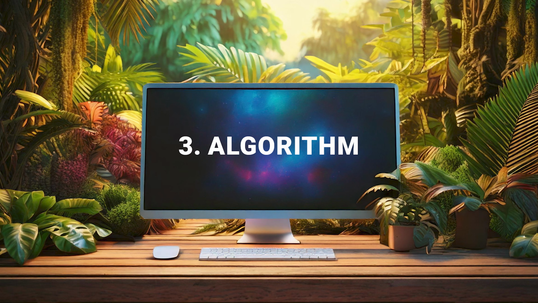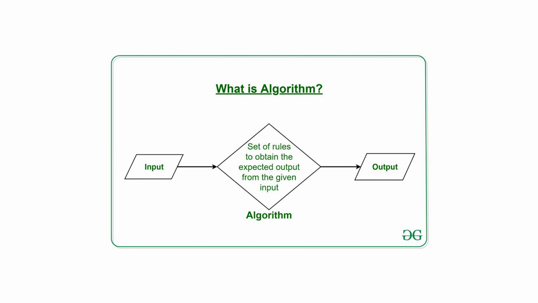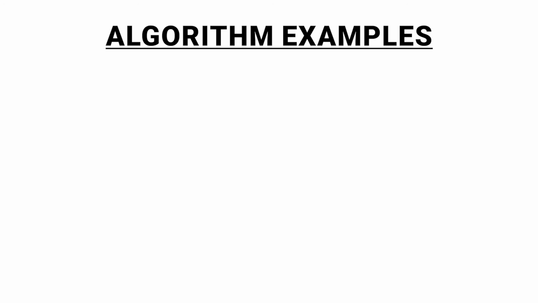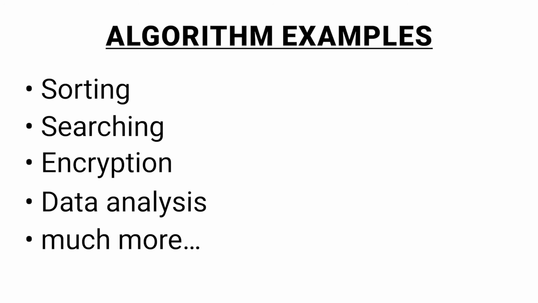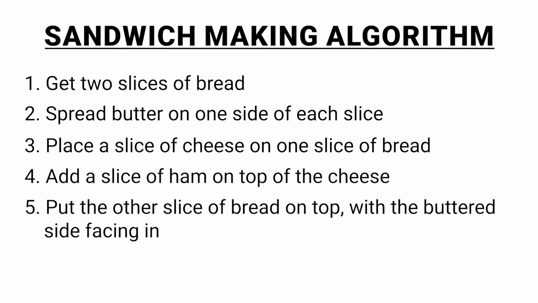An algorithm is a set of well-defined instructions or rules that a computer follows to solve a problem or perform a task. Algorithms are used in almost every aspect of computing, from sorting lists and searching data to more complex processes like encryption and data analysis. They provide step-by-step procedures to achieve a specific goal efficiently. Think, for example, of a step-by-step recipe, like this sandwich-making algorithm.